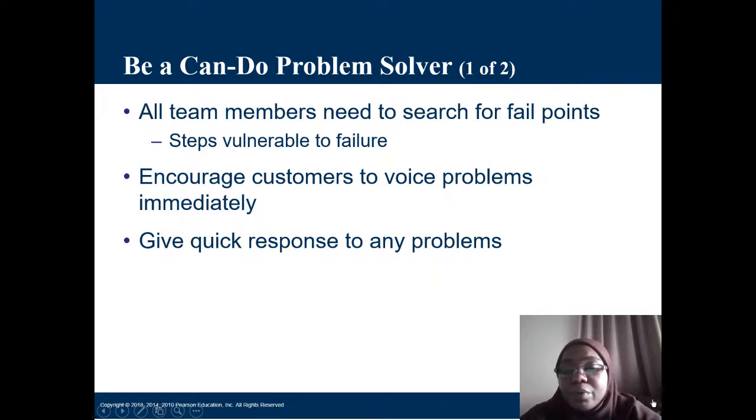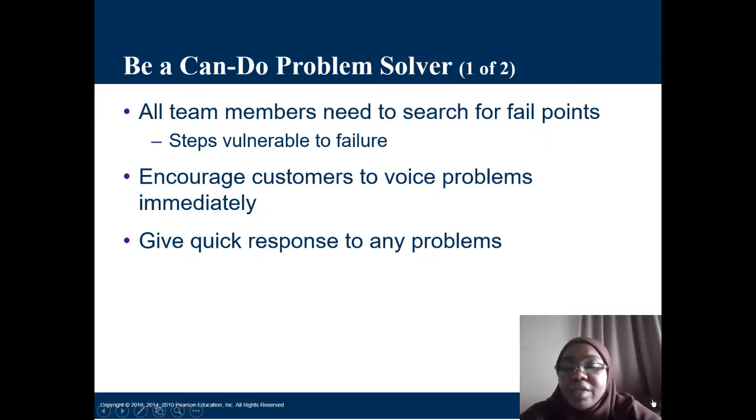Be a can-do problem solver. Try to solve problems. All right, as a team member, all team members need to search for fail points. You have to tick all boxes to be able to determine where something went wrong. So every member of the team should work hand in hand to do it in any organization. Encourage customers to voice problems immediately.